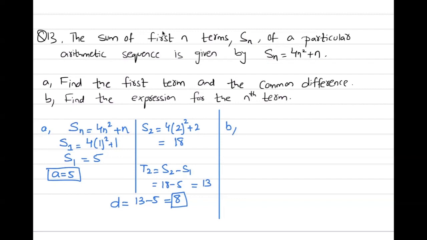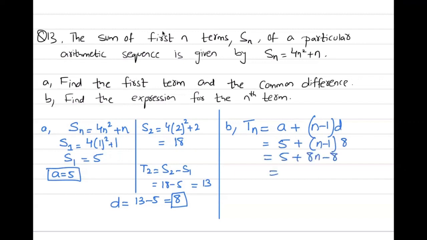Now we need to find the expression for the nth term. It's an arithmetic sequence. So what was the nth term for an arithmetic sequence? Tn is equal to a plus n minus 1 times d. The a value is 5 and the common difference is 8. So 5 plus 8n minus 8, that's going to be 8n minus 3. So the nth term for this arithmetic sequence is 8n minus 3.